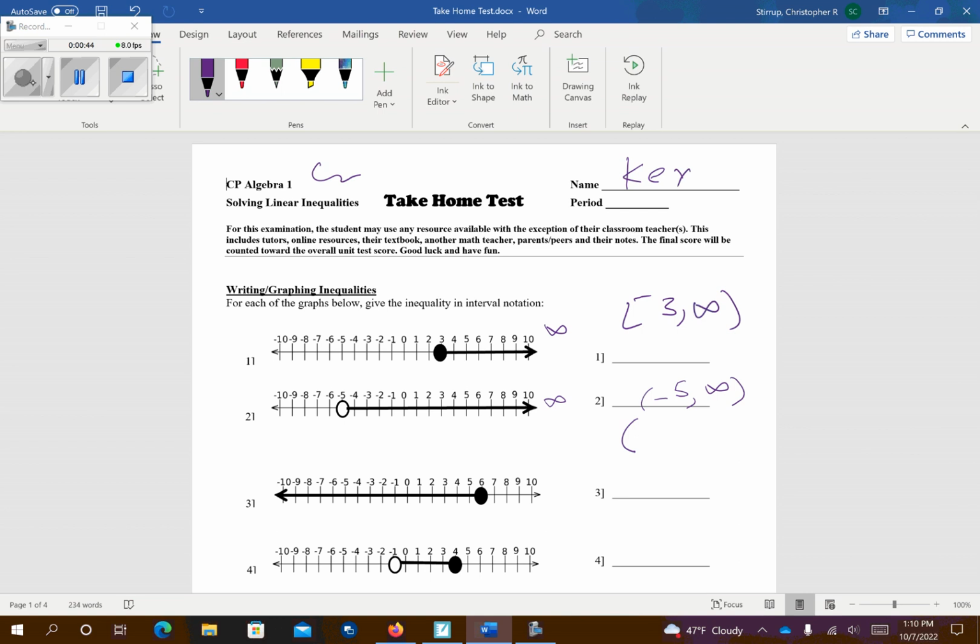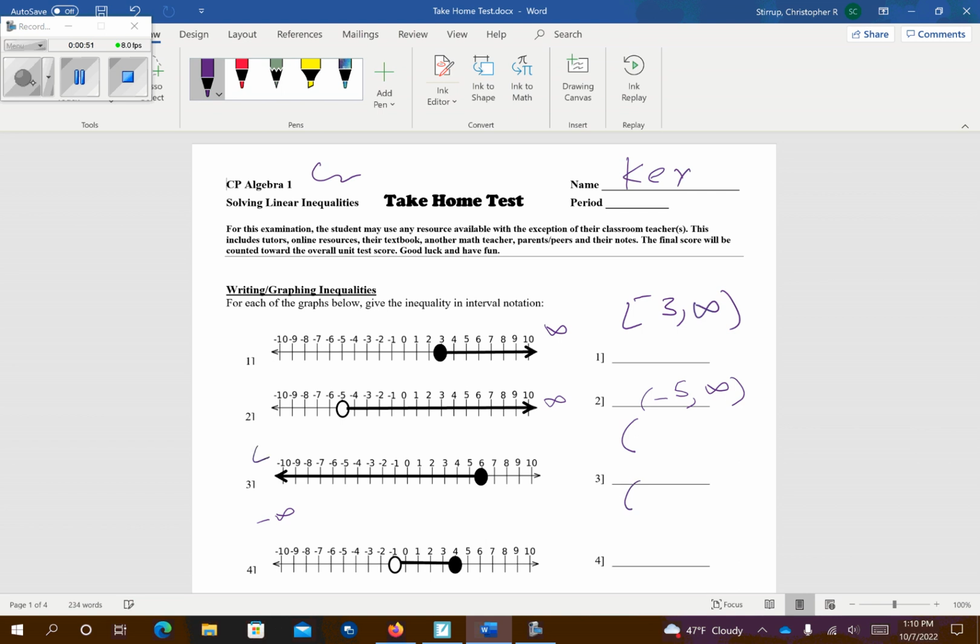This one goes to negative infinity. So this is going to read it from left to right. Remember, this is on the left side. This is the right side, so left to right. So we're going to go from negative infinity to 6, hard bracket. Okay.